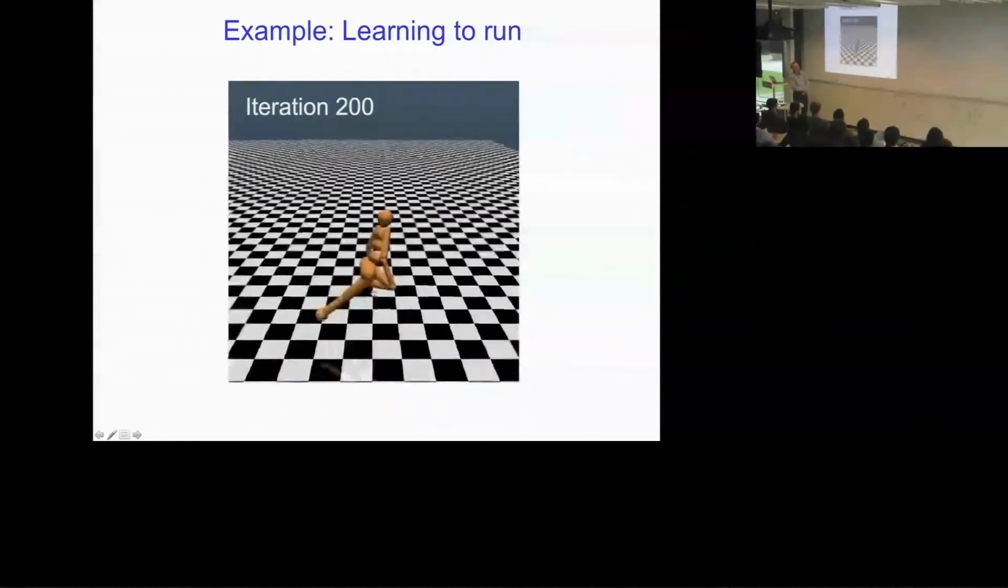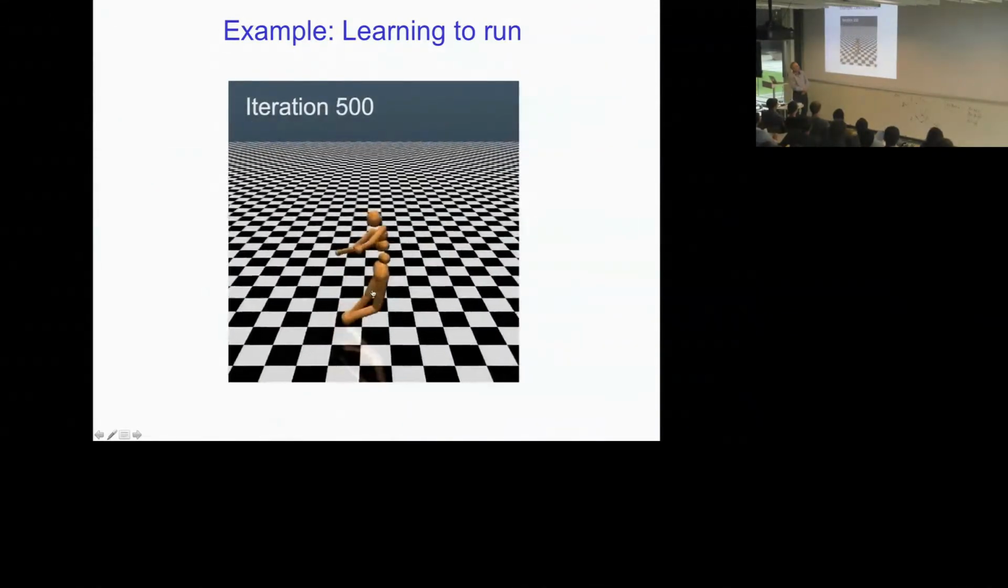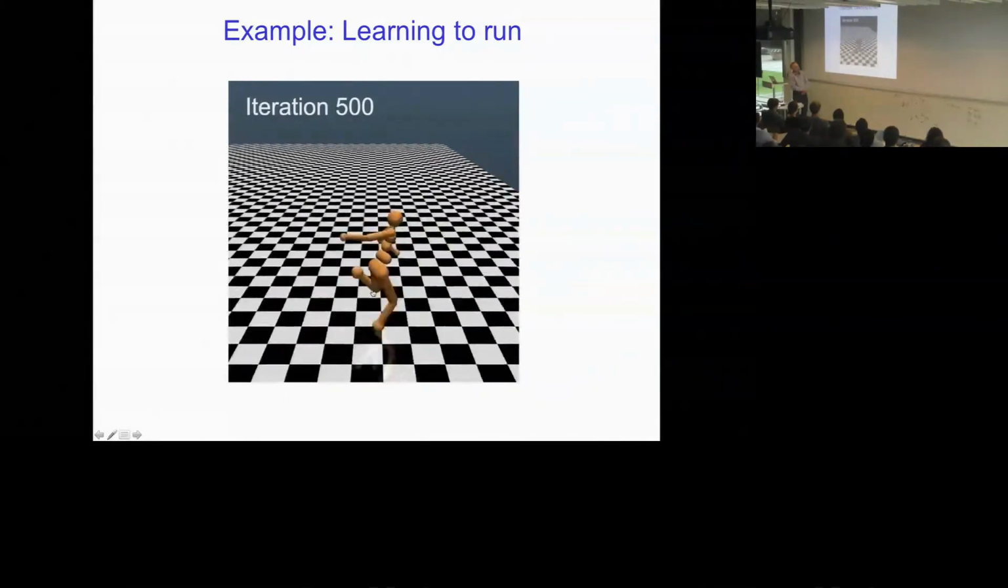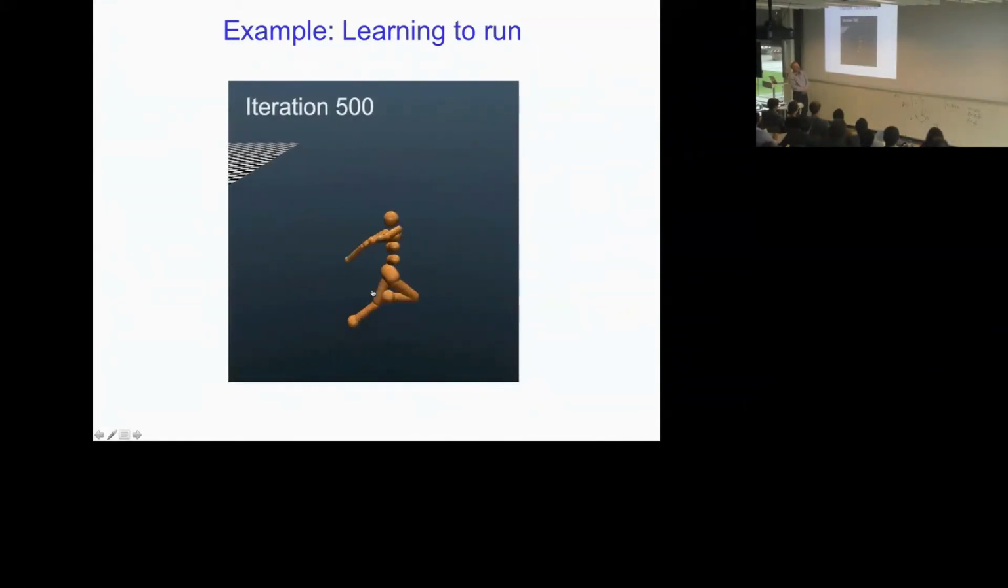So it has discovered a gait at this point. And at iteration 500, it is now running. Now it's running in a slightly odd way. It's got its arms flailed out behind itself, but it has been seen to run.